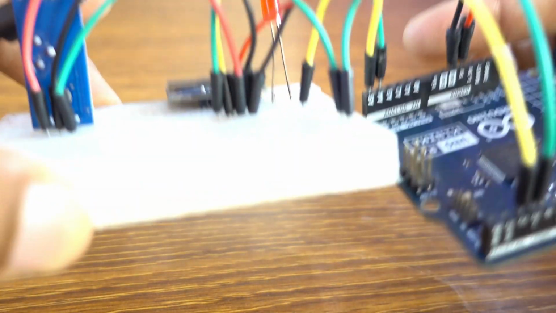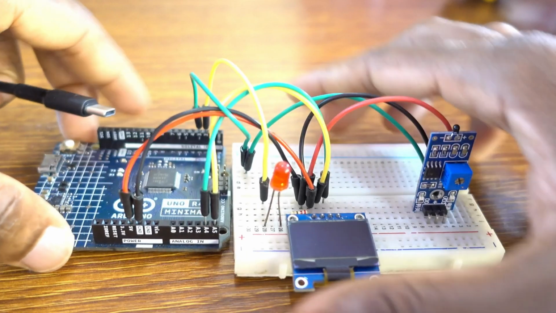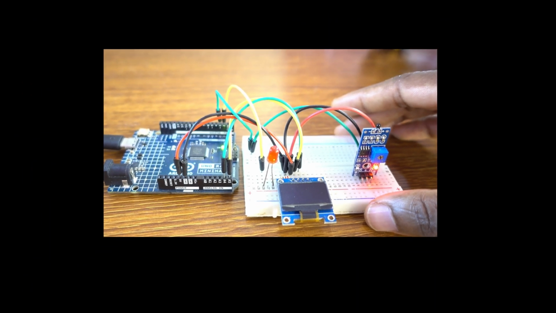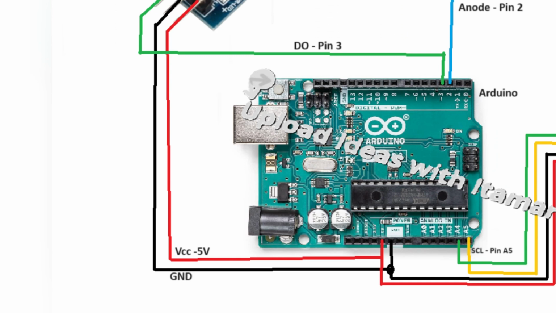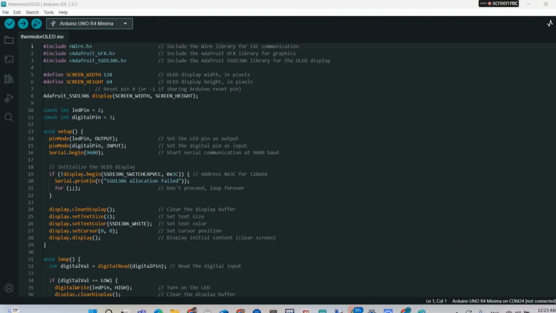Let me show you the build in the back, beautiful. Now let me connect the cable, boom. This is our circuit diagram, with the sensor, the Arduino, the LED, the resistor, 200 ohm, OLED display, and so on. So that's our wiring.